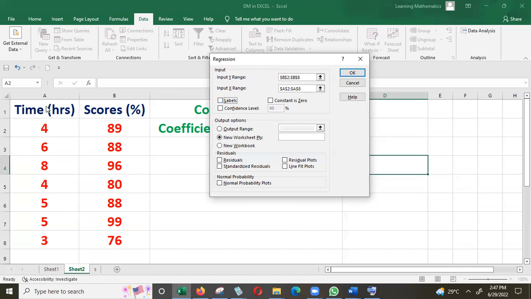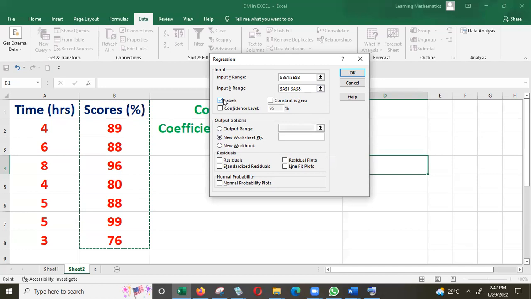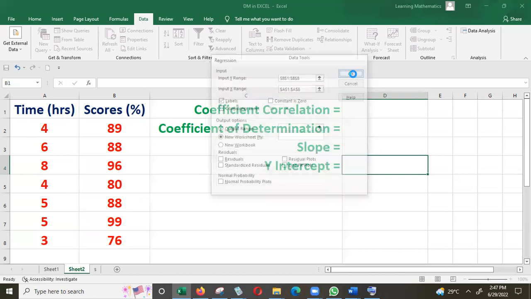If we had started from A1, the independent variable, the X variable, A1 to A8, then we would have to click Labels. It can be done. So let's click Labels and redo the Y range, starting from B1 to B8. So we click on Labels, and that's basically what we need, and we click OK.